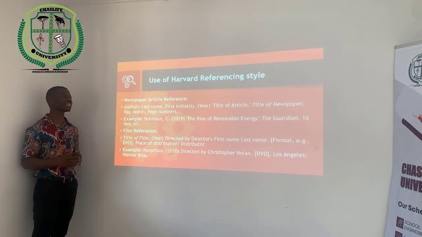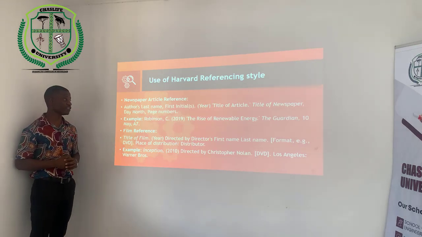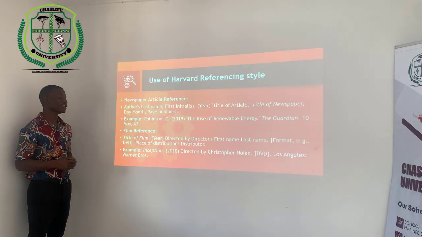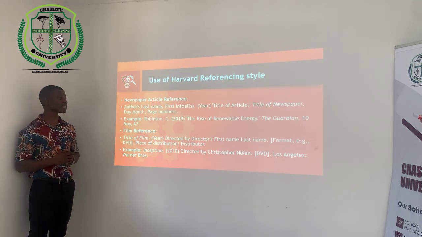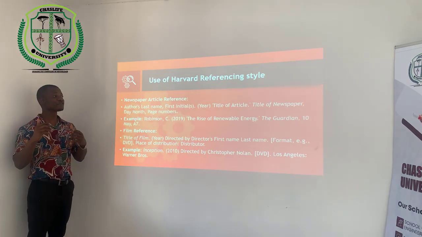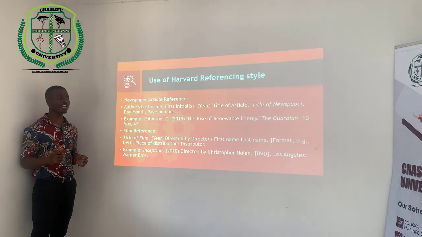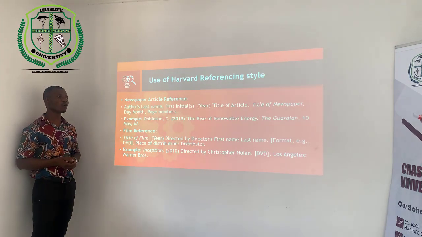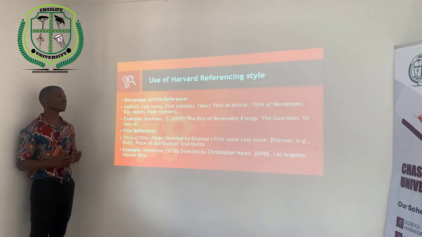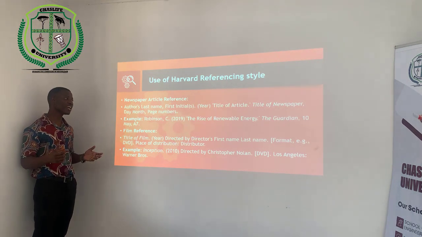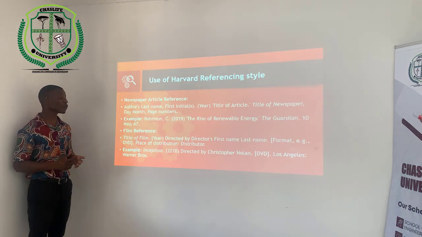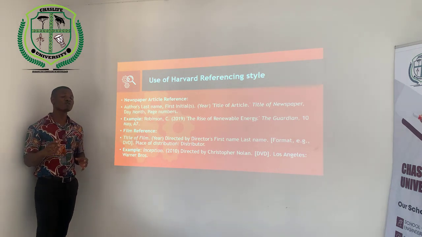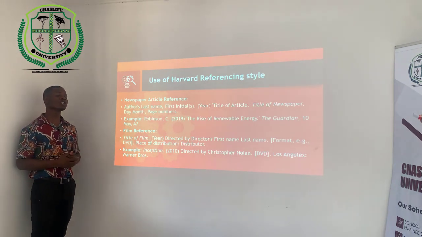So when you are citing using the newspaper article reference, this is the way you cite. Since we are using Harvard referencing style, the first thing you are supposed to do is put the author's last name, and then the first initial, and then the year, and then the title of the article, the title of the newspaper, and then the day or month, and the page number. Later on, we have a practical example on how you can cite when you are using a newspaper.